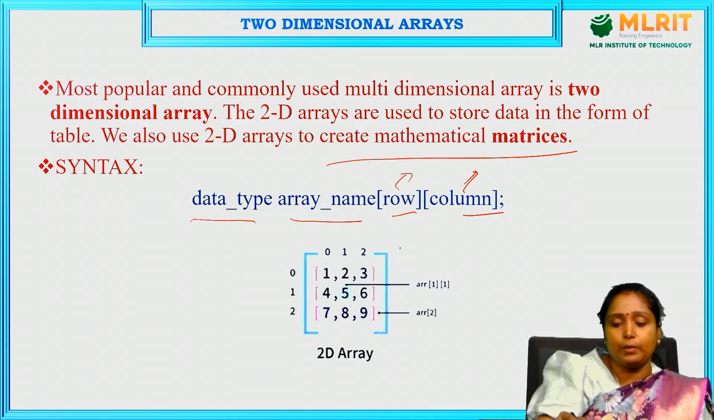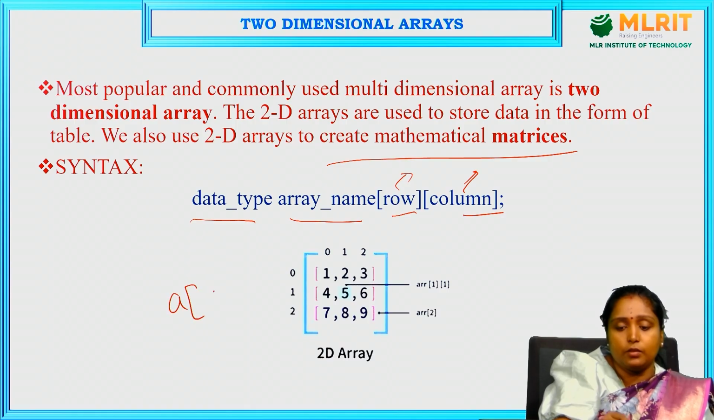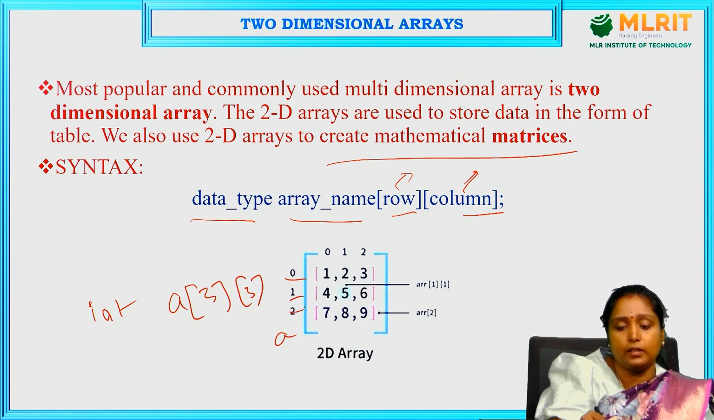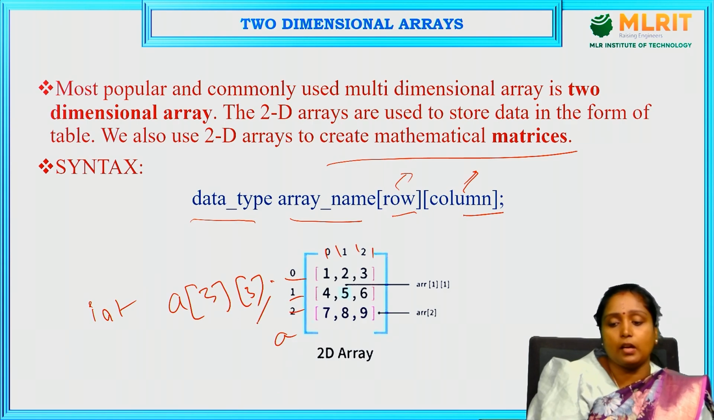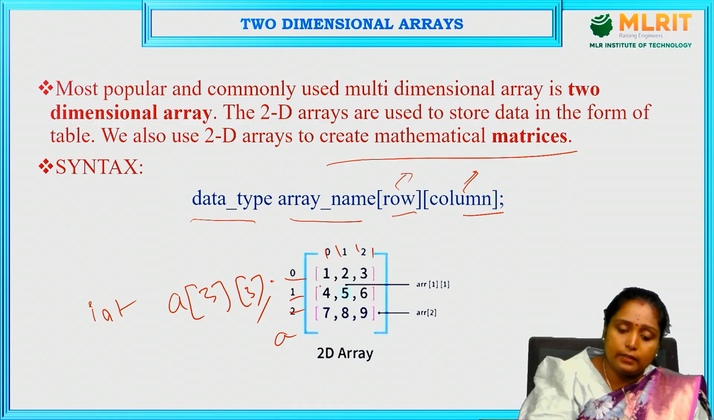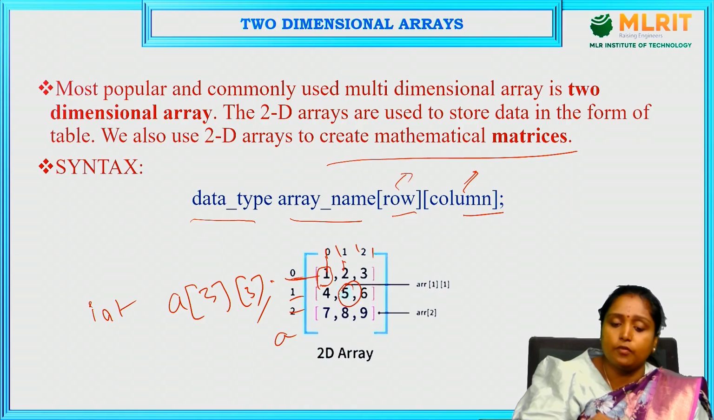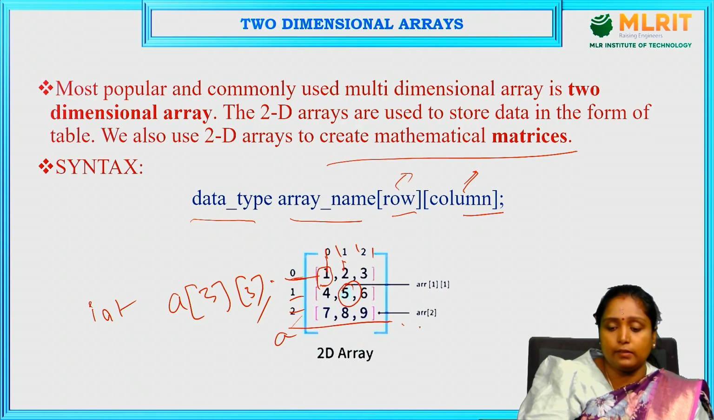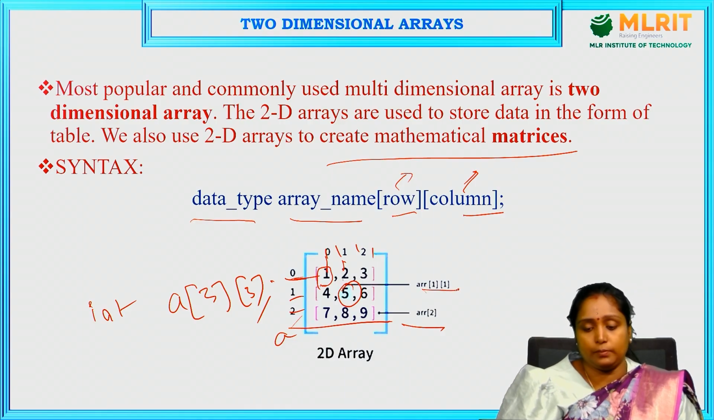For example, if you give A of int, A of 3, 3, the number of rows is 3 and the number of columns is 3. This is how we define it. In this array, the first value will be A of 0, 0, this one A of 0, 1, A of 0, 2, this is A of 1, 1, and like that. The complete row is A of 2, and for a particular element you have to go with 2 subscripts.